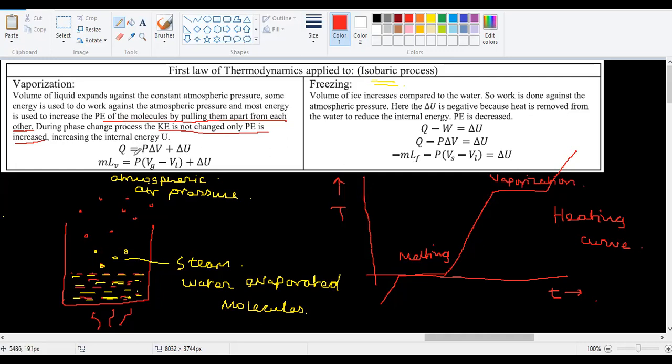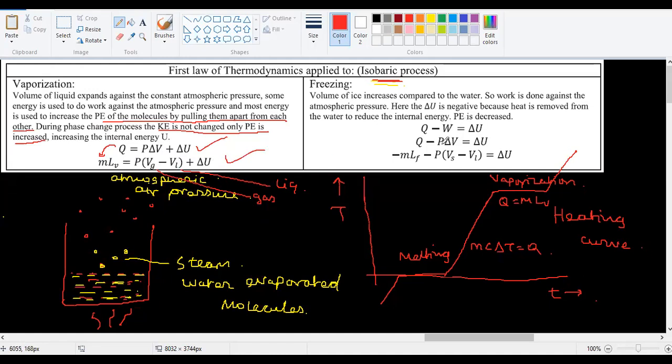Okay, let me quickly complete this. So Q is equal to W plus delta U from the isobaric process. Go back and check. This is the formula we got. Okay, so Q is equal to, I told you in this slanting line you can use mc delta T. But in straight lines you have to use m into Lv, latent heat of vaporization. So Q is equal to m into Lv. Change in volume is volume of gas minus volume of liquid. Okay, so this is gas minus liquid. Delta U remains the same, that's all.